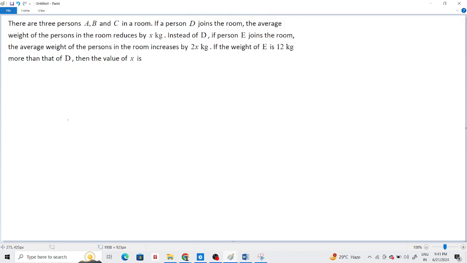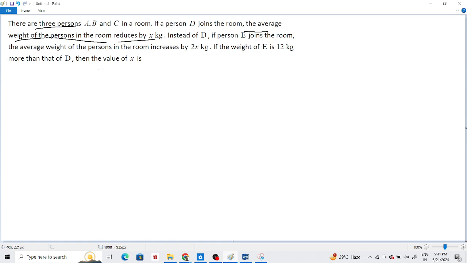Okay, there are three persons ABC in a room. 3 persons are there, right? So 3 persons. If D joins the room, the average weight of the persons in the room reduces by x kg. Okay. So let me find out what is the weight of D. How will I do that?